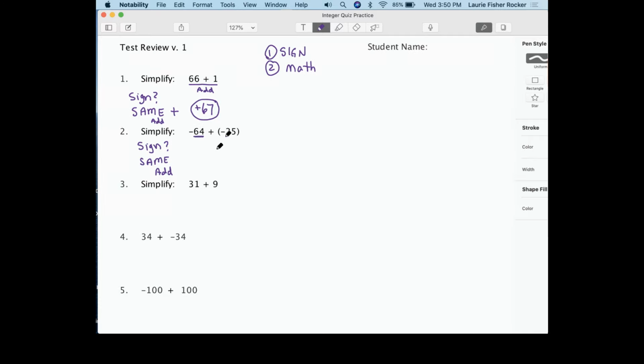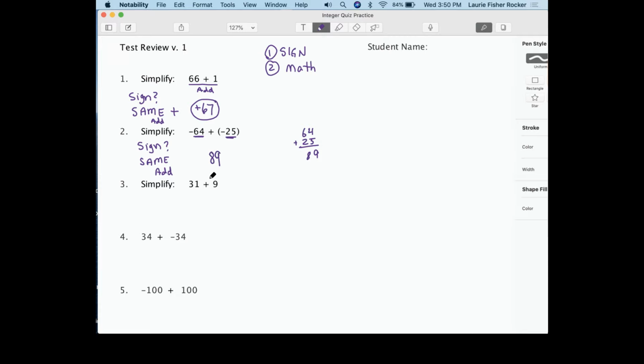So I take these two numbers and I ignore the negative for a second. I say, 64 plus 25. I'm going to add the two numbers. If you can do it in your head, great. If not, then write it out. Take the time. I'm going to add the two numbers. Why? Because they're the same sign. So when I add the two numbers, I get 89.